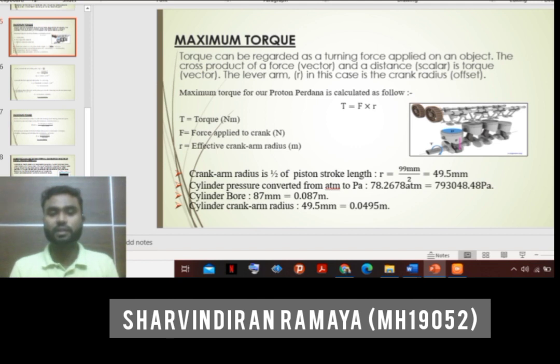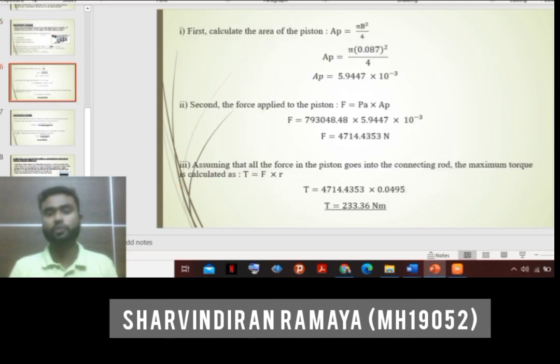793,048.48 Pascal. Then the cylinder bore from the manufacturer's manual is 87 millimeter. First, to calculate the maximum torque we must calculate the area of the piston, which is pi times the bore squared divided by 4. Then second, we calculate the force, that is the maximum pressure in the cylinder multiplied by the area of the piston. Just now we got 4714.4353 Newton. After we get the force, we multiply it by the crank arm radius, converted into meters. We get the torque in Newton meter, which is the maximum torque, 233.36.